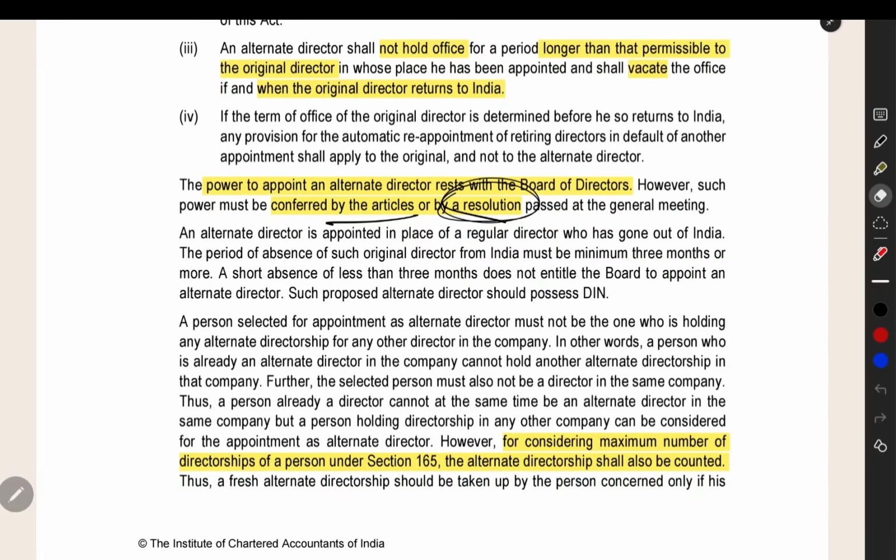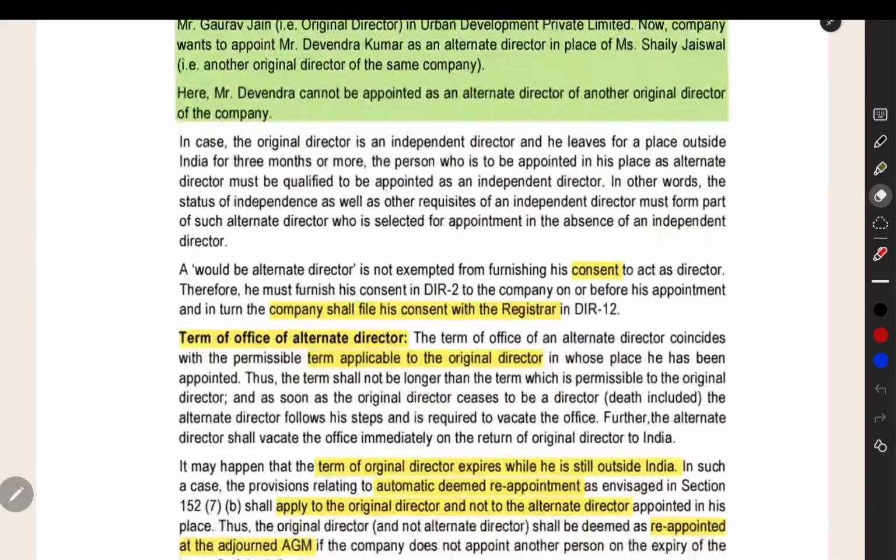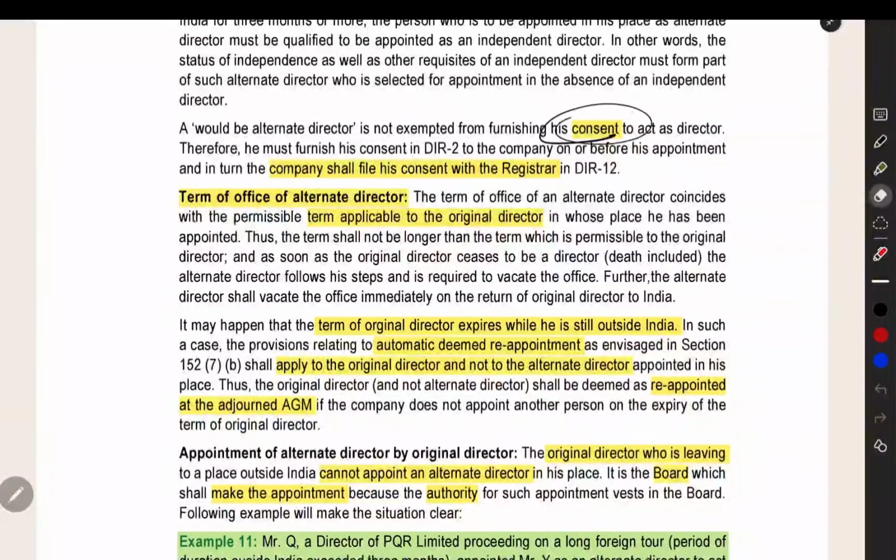Not necessarily a special resolution, but any resolution passed in the general meeting. So this power is given by articles or resolution. This is not given by the Companies Act. This is one more thing which you have to remember. Next, if you are considering the maximum number of directorships, then the alternate directorship will also be counted. Next, you have to obtain the consent of the particular person you are going to appoint as alternate director. You have to file the consent with the registrar.